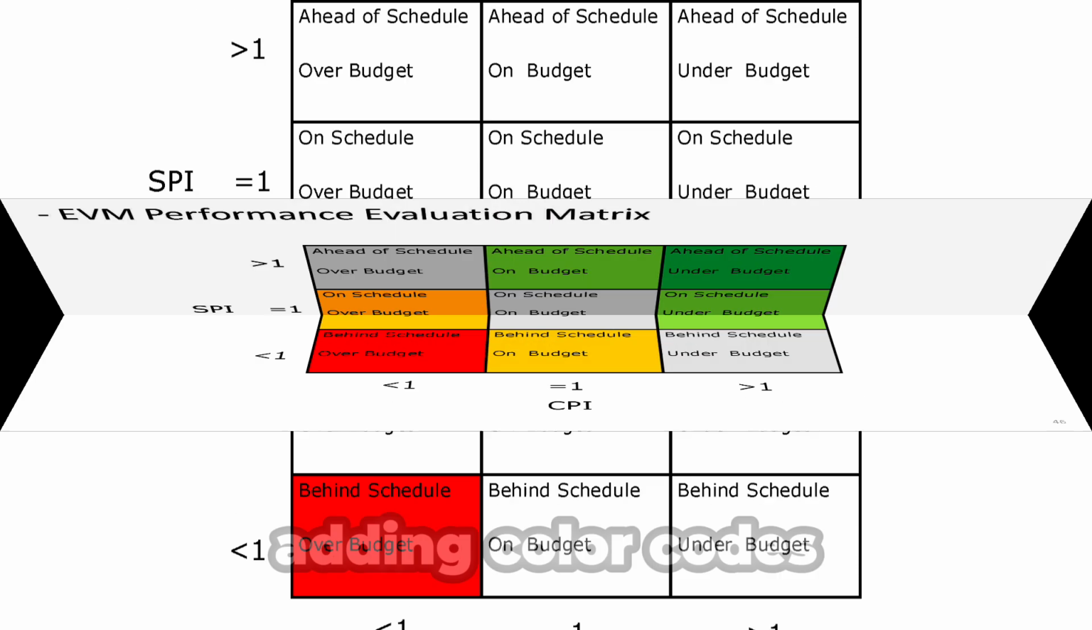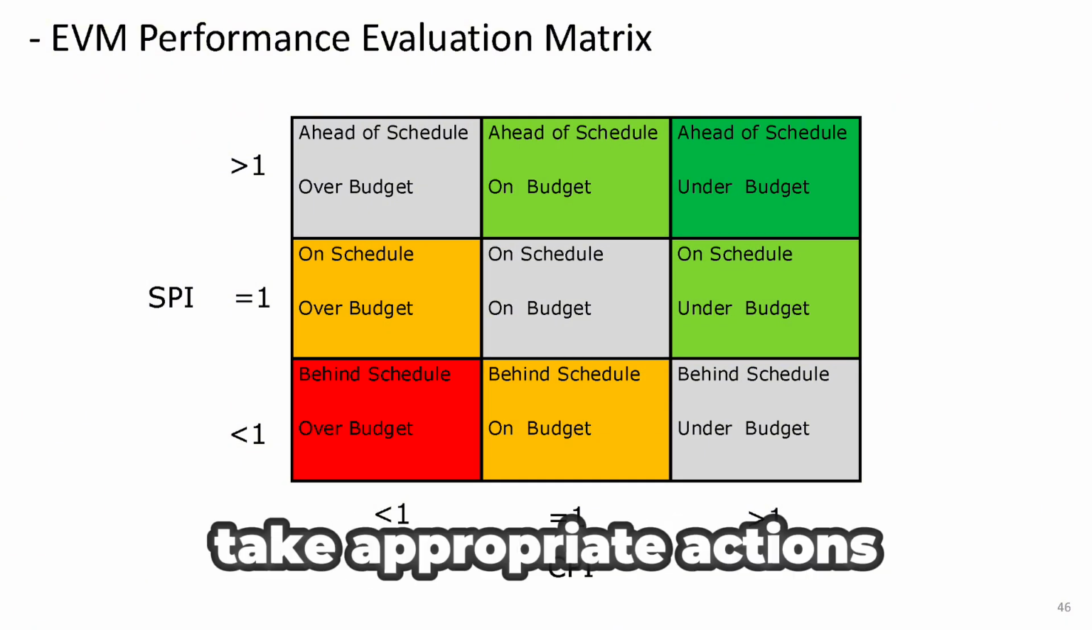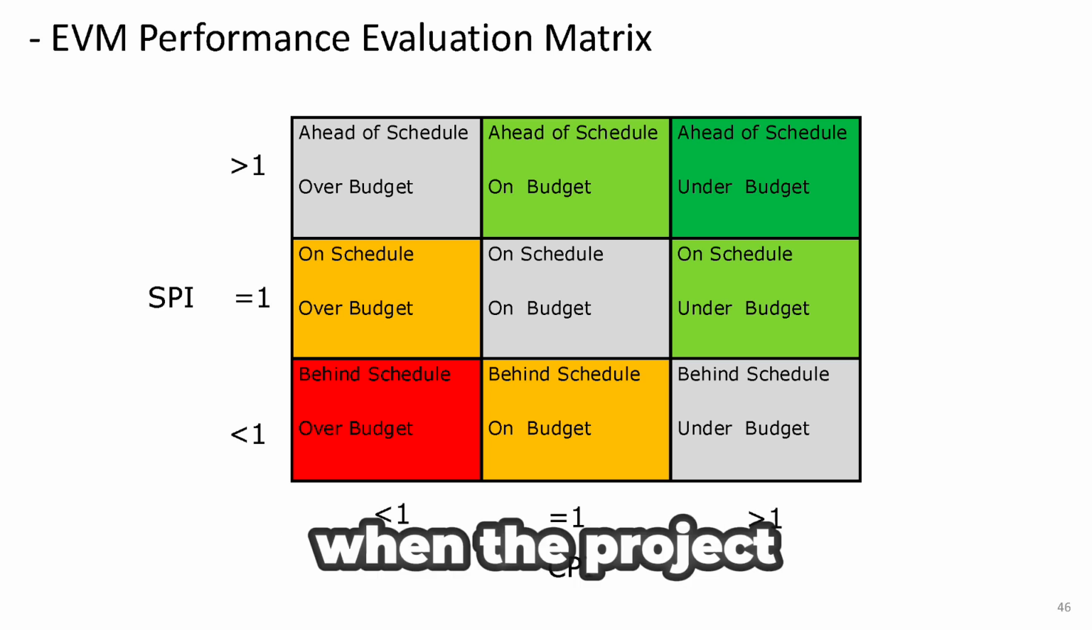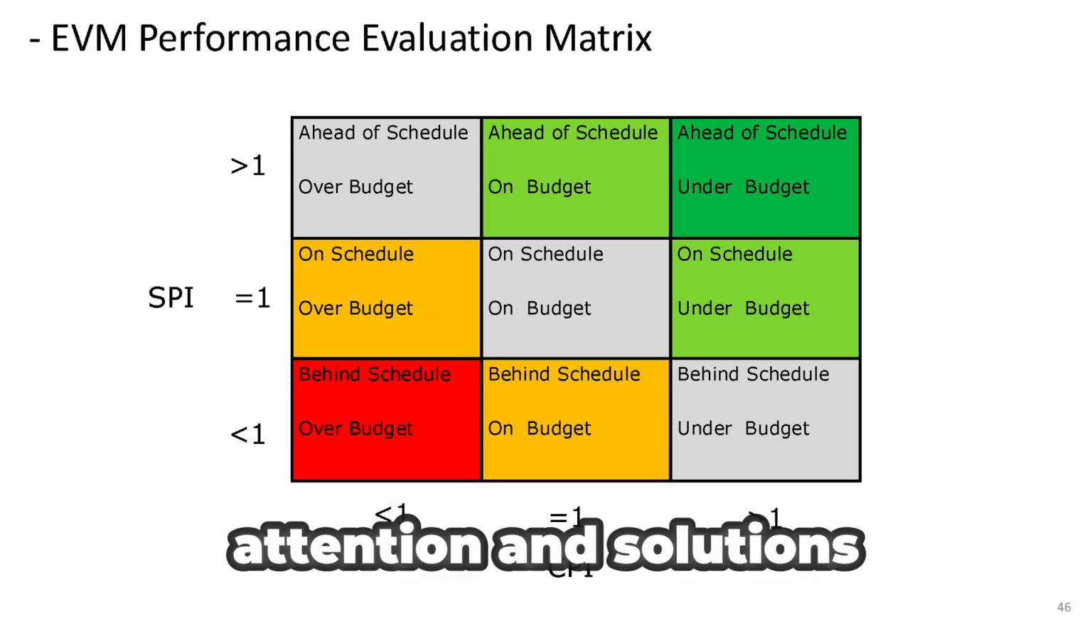Adding color codes to the matrix like this can help you quickly and intuitively assess the health of a project, allowing you to take appropriate actions more effectively. When the project turns red or orange, it signifies issues that require immediate attention and solutions.